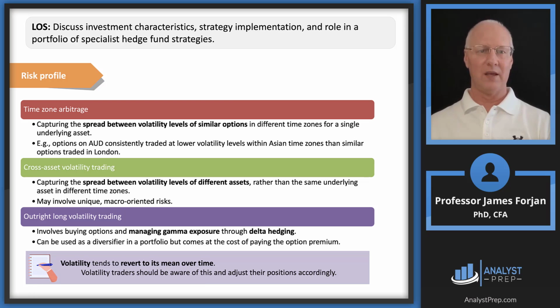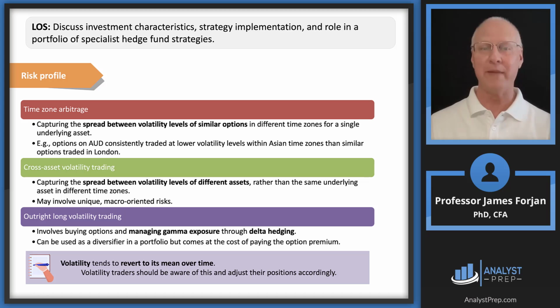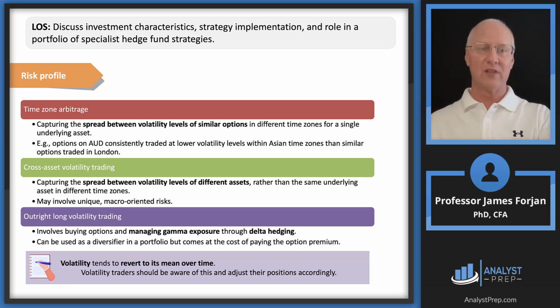Options on the Australian dollar consistently trade at lower volatility levels within Asian time zones. I really don't know what that means. That sounds to me like a true violation of the Eugene Fama efficient markets hypothesis. But nevertheless, things like this do exist, and there are probably some really good efficiency related reasons. Maybe there are different tax treatments in the two countries. Maybe there are different margin requirements on the two different exchanges. So we could come up with probably some good reasons there. However, they still may provide an arbitrage opportunity.